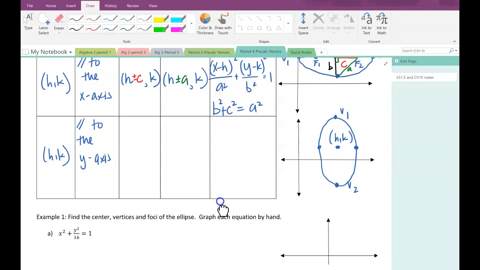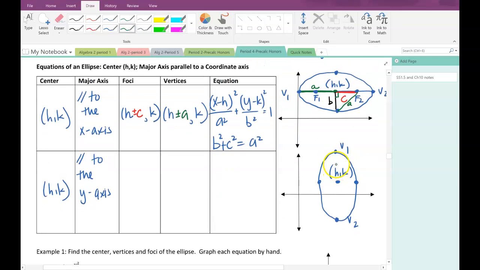So first box says the foci. The foci would be here, focus 1 and focus 2. As you can see, the h value is not changing, only the k value is changing, right? The y value of the coordinate is changing. So we will say, okay, well, h is not changing. We'll keep h as is. The k, if we add a c value, it will give us f1. If we minus c value, it will give us f2. So from here to here is c. So plus or minus c.